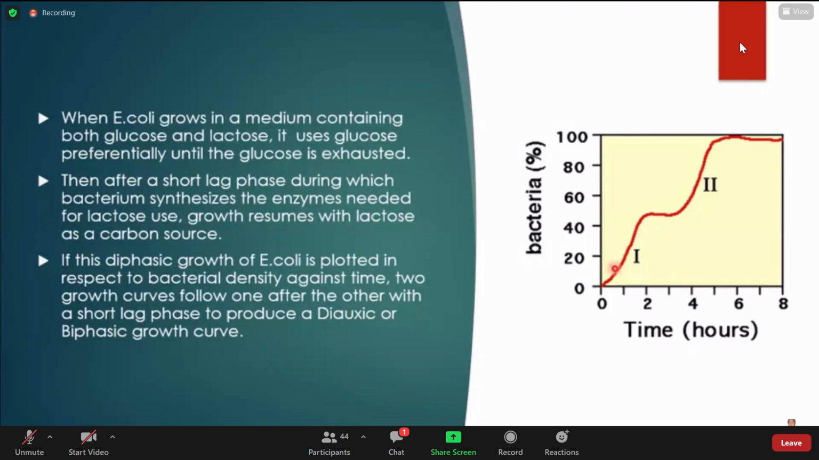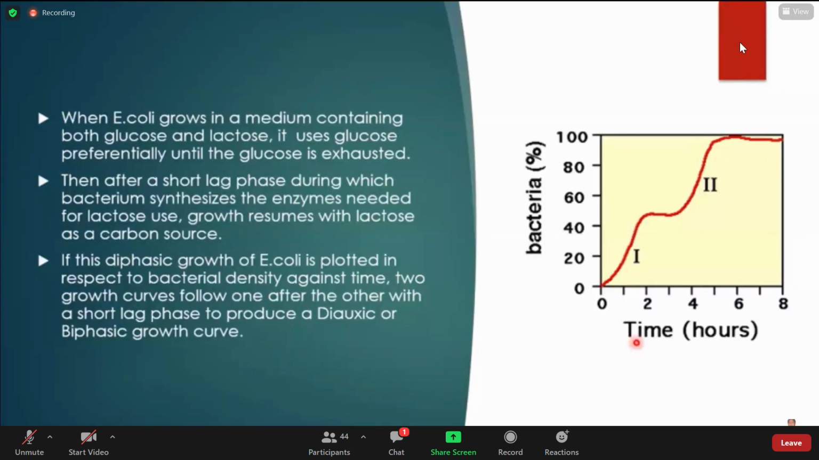With the first carbon source utilization, you get one growth curve, and the bacteria will not enter the stationary phase until they utilize the second carbon source. Here you can see the bacteria has now entered the stationary phase because we do not have the option of a third carbon source, isn't it? Obviously, it will get into the stationary phase. So this is all about the last type of growth system, that is the diauxic or biphasic growth system.